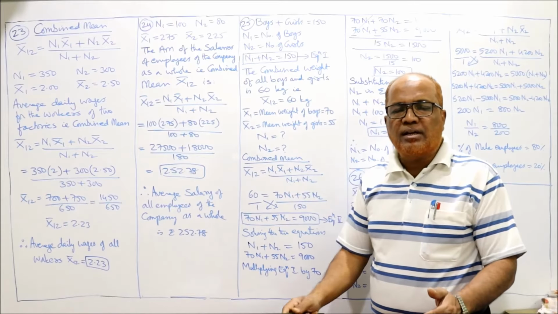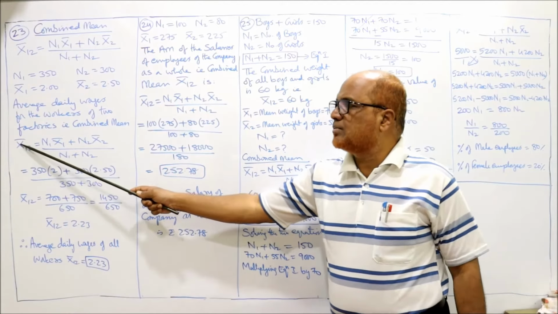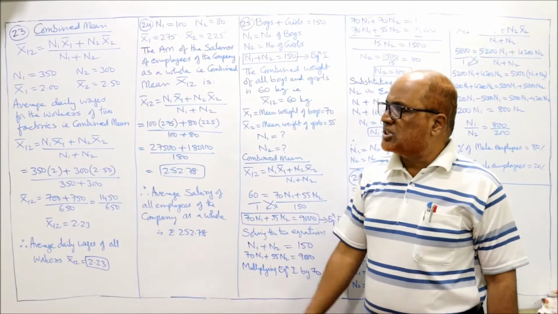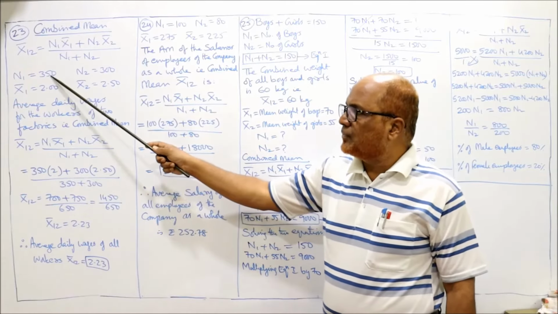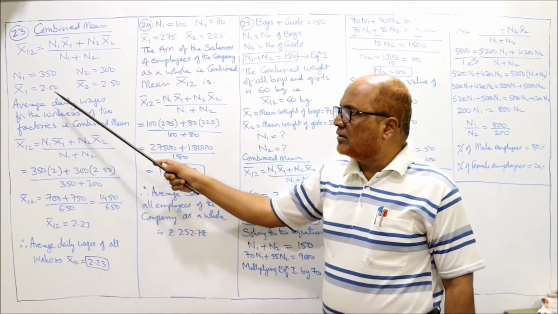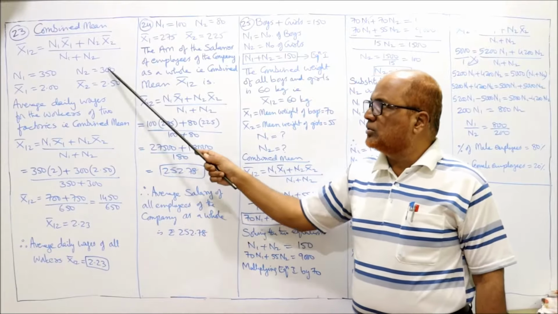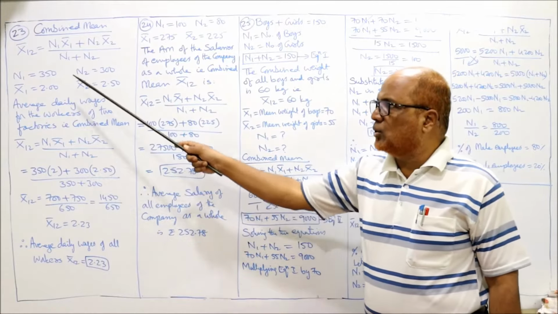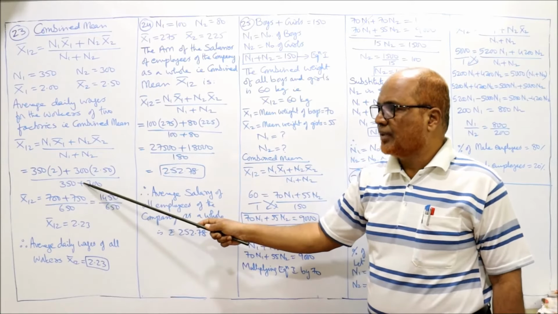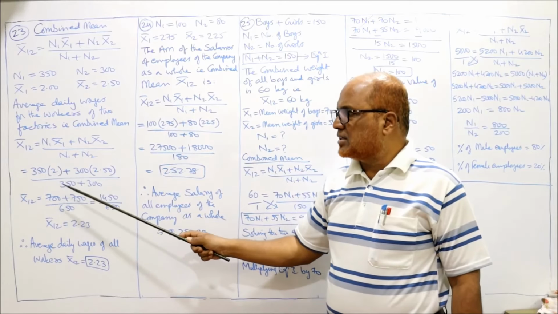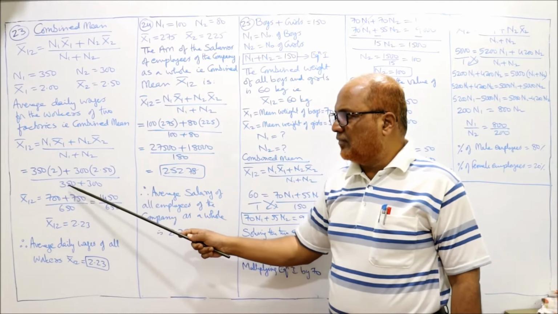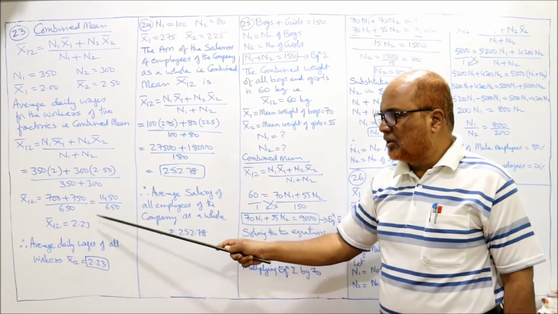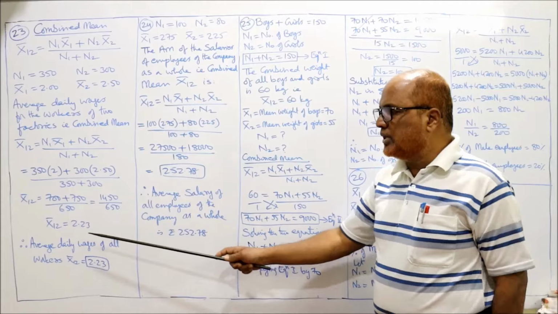Now, combining both factories to find the average wage, the formula for x bar 1 2 is N1 x bar 1 plus N2 x bar 2 divided by N1 plus N2. Now we substitute the values. N1 is 350, x bar 1 is 2 rupees, then N2 is 300, x bar 2 is 2.5, divided by N1 plus N2, 350 plus 300. Now 350 into 2 is 700, 300 into 2.5 is 750, divided by 350 plus 300, which is 650. Now add both numerators: 1450 by 650 is 2.23. So x bar 1 2 is 2.23.